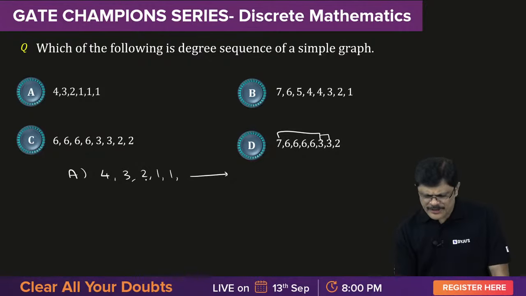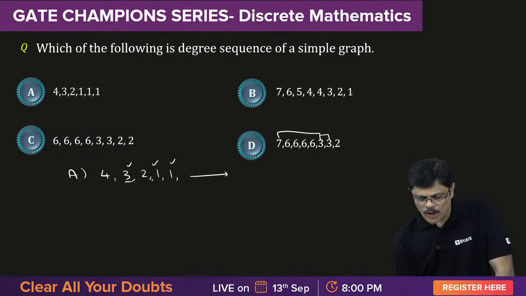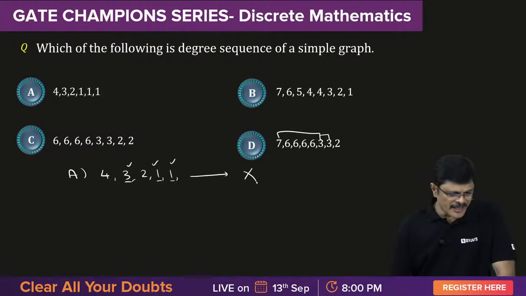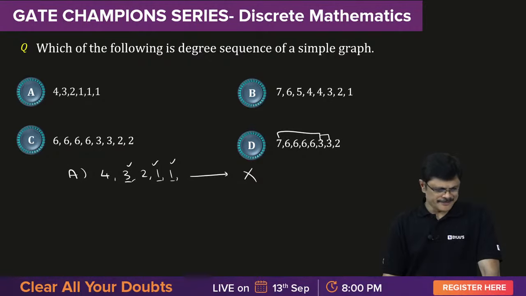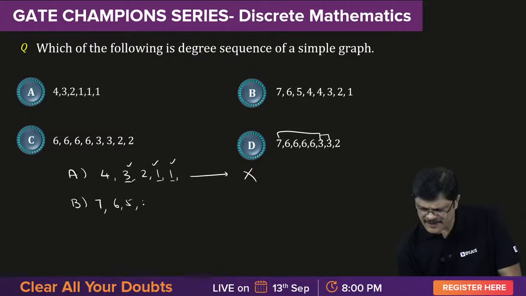4, 3, 2, 1, 1. Here, how many odd degree vertices? 3 odd degree vertices. In any graph, the number of odd degree vertices must always be even. We should have an even number of odd degree vertices, but we have an odd number. Therefore, it cannot be a degree sequence of a simple graph. Let us see option B: 7, 6, 5, 4, 4, 3, 2, 1.